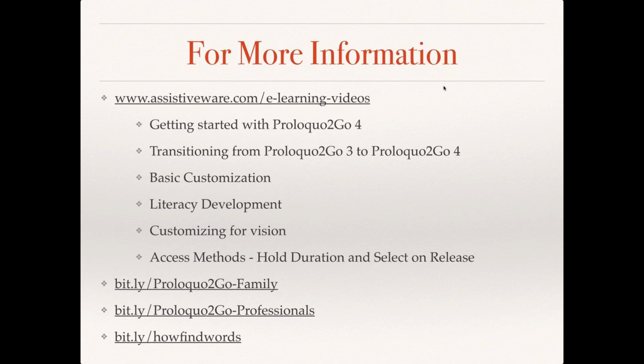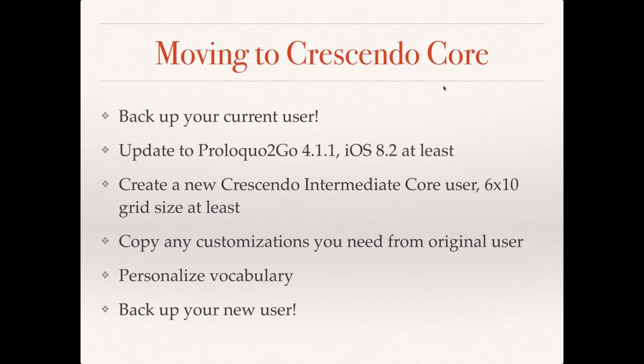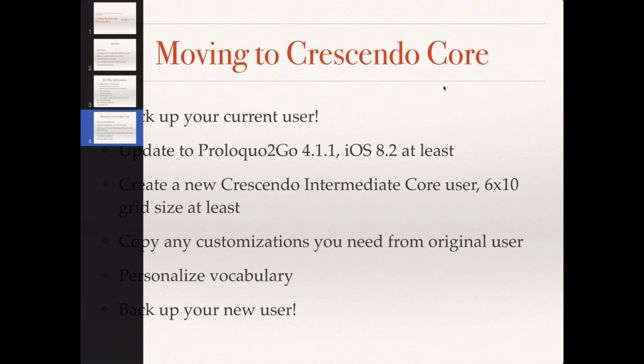So this is a quick overview of what you would need to do if you already have a Proloquo2Go user and you want to take advantage of the latest version of Proloquo2Go and the latest version of our core vocabulary. That's called Crescendo. So we'll walk through each of these steps, except for the first step, which is back up your current user. Backing up is extremely important, and we have several detailed videos that you can look at.